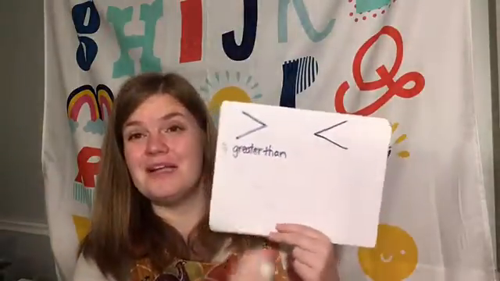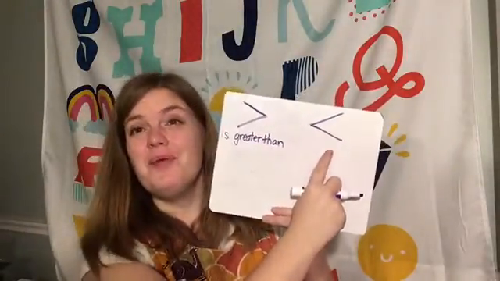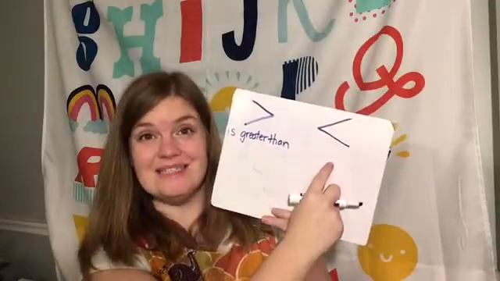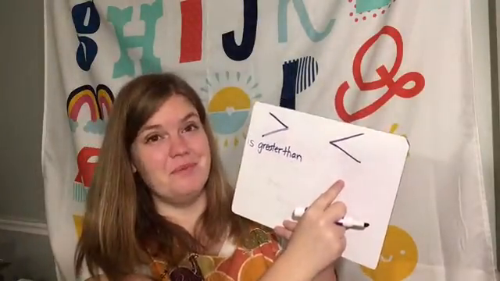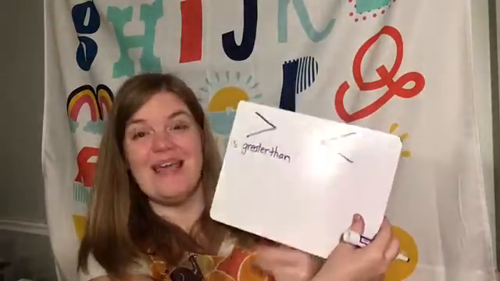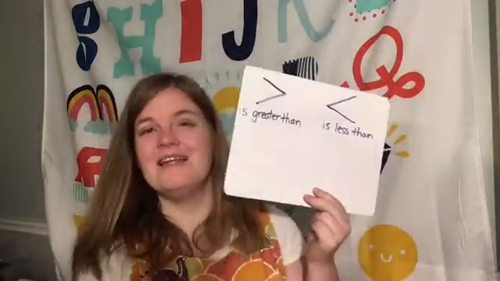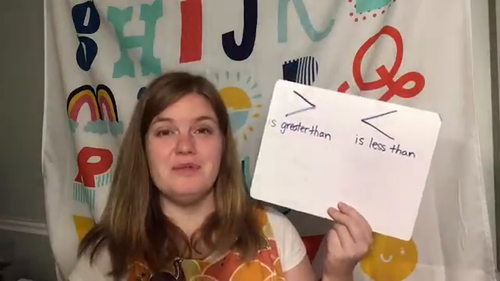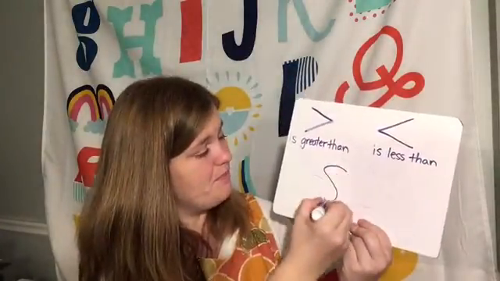If our first number is less than our second, then we use the symbol that opens to the right. This is the less than symbol. And when we see it, we say is less than. Is less than.